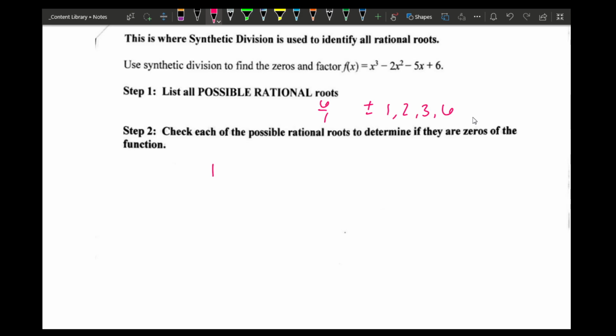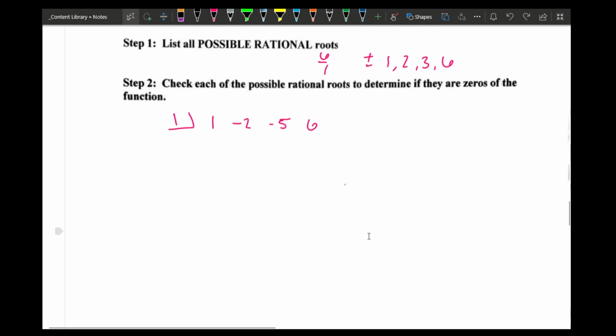We had a 1, a -2, a -5, and a 6. My box. I'm going to start with 1. I'm sorry, I can't draw a straight line. Let me scoot this up a little bit. Should have gone to art school, Mr. Clark. That's pretty close. And I'm just going to do synthetic division. What this is going to do is evaluate my equation for 1. Let's see what happens.